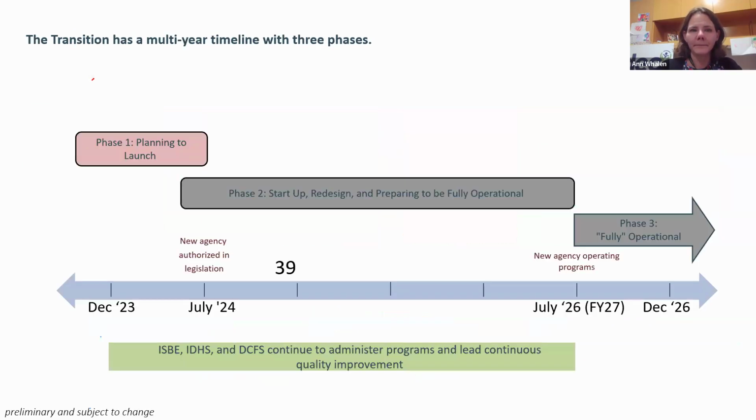Next slide, please. And as we're thinking about this work, we are really breaking it out into multiple phases. The first phase was the planning to launch phase, where we drafted the legislation, stood up the Transition Advisory Committee and a couple of engagement opportunities, and began planning for what it would look like to stand up a new agency.